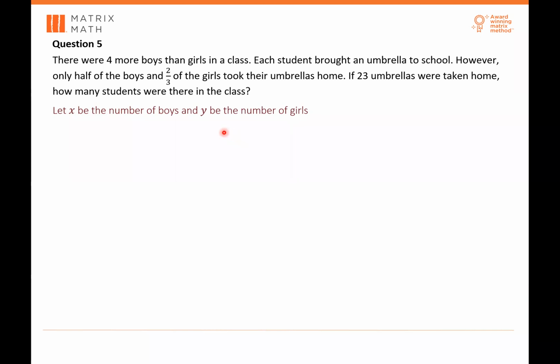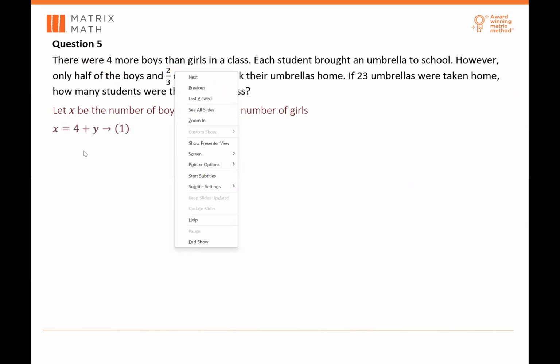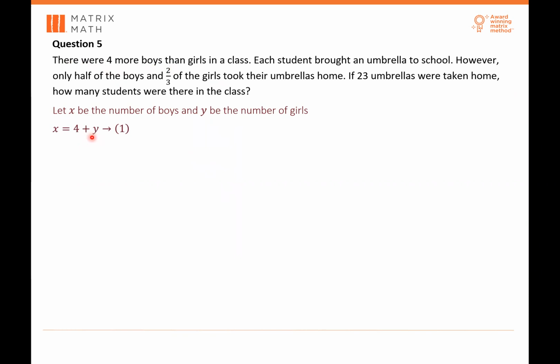So the first equation you can record down is based on the first sentence. There were 4 more boys than girls in the class. So I know that my X equals 4 plus Y. And then my second one: half of the boys means half of X, or X over 2, plus 2/3 of Y, or 2Y over 3, equals 23.